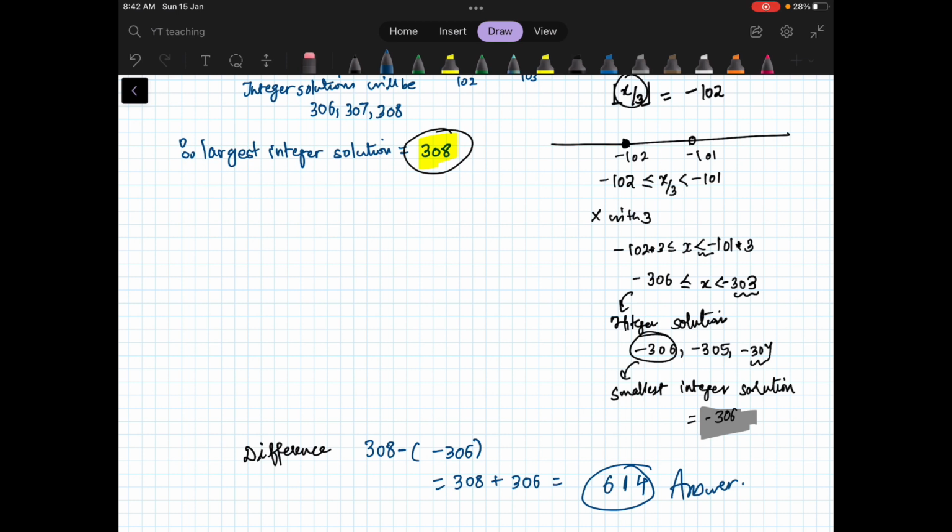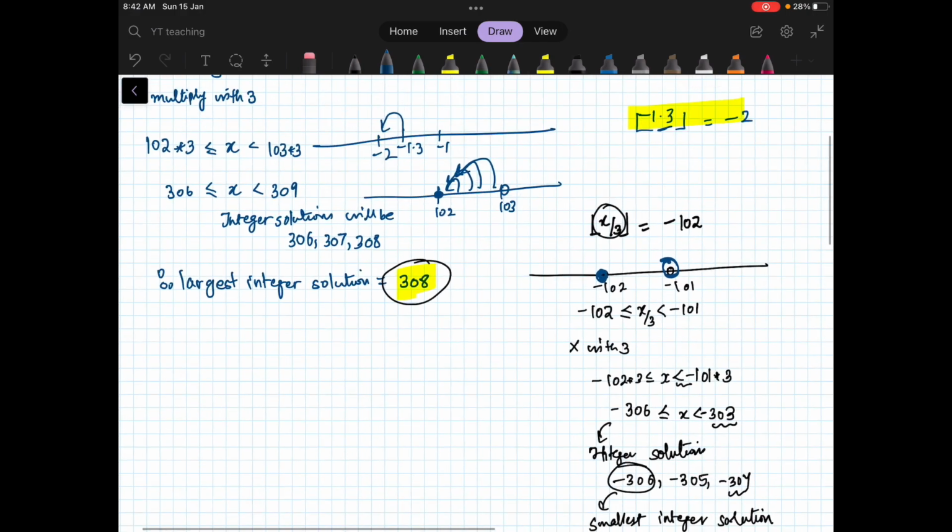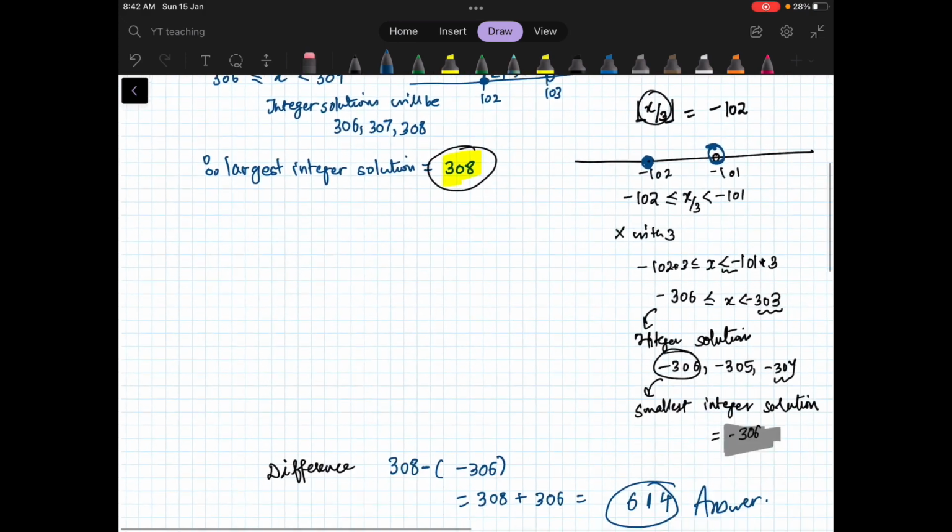Now if you look at this problem, it's not a very hard problem. It's just that you should know your floor function, and it should be very clear to you that we have to include the left-hand side integer and exclude the right-hand side integer, because that makes all the difference. I hope you understand. If you have any doubts, please write in the comment box.